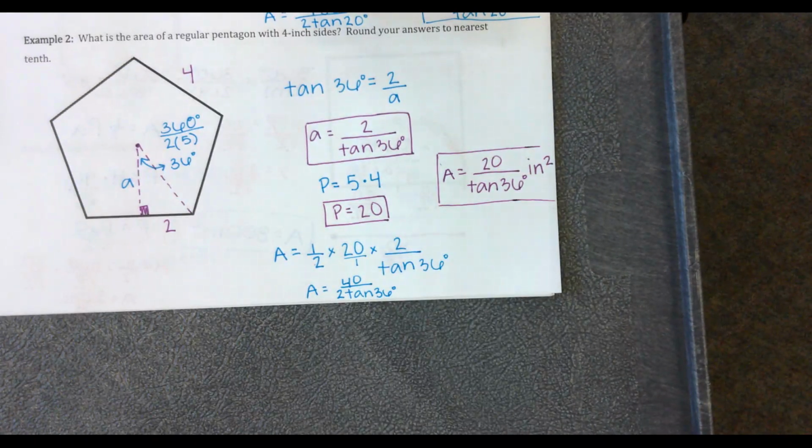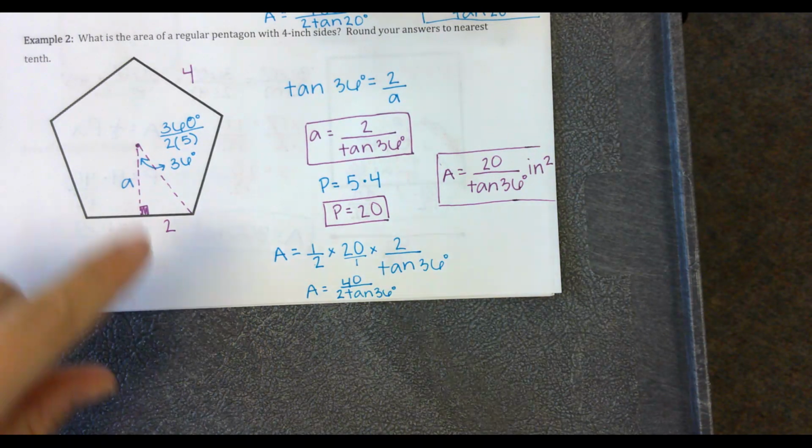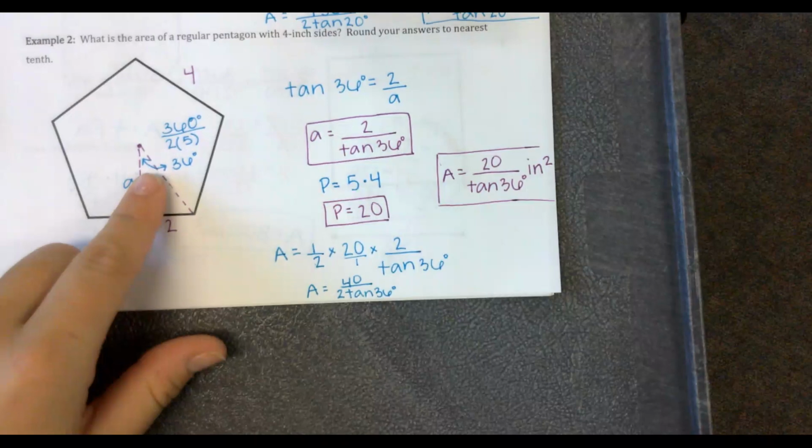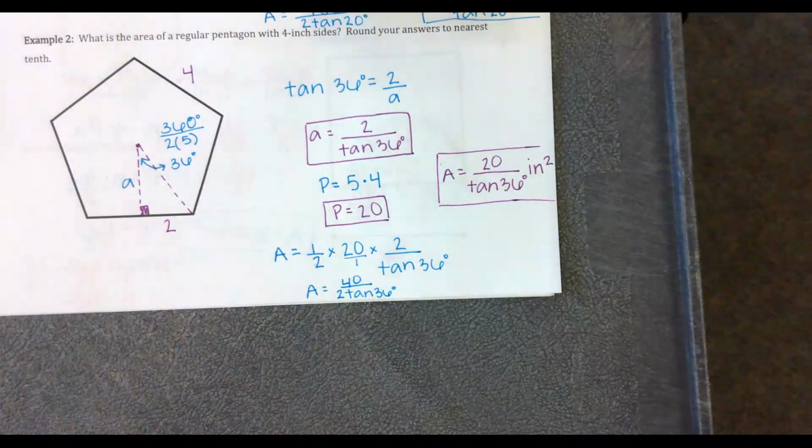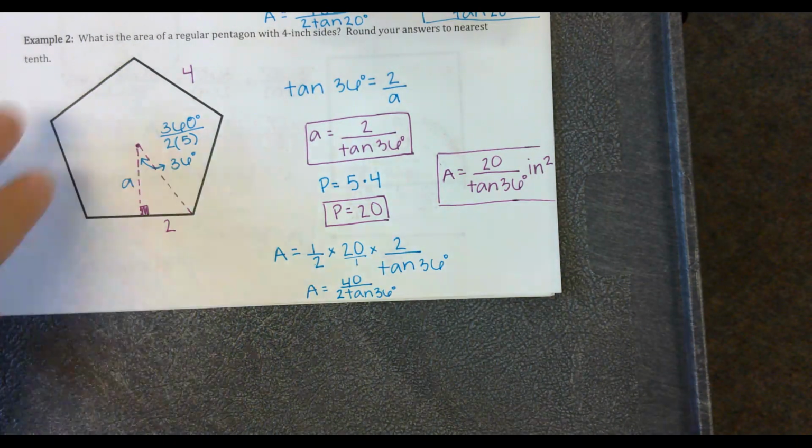This really is just like yesterday. It's just that whenever we don't get an angle of 30 or 45 here, we cannot use our rules. This is where we have to use trigonometry.